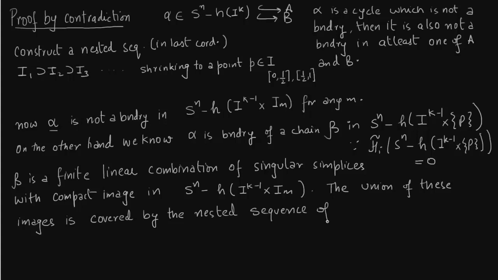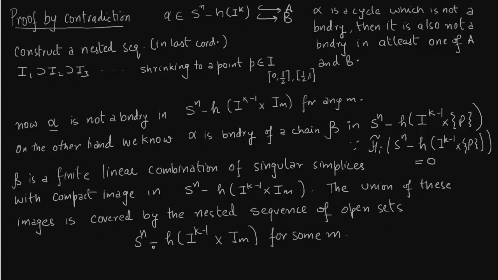So now you get the contradiction. So you said that alpha is a boundary of a chain because we just had proved on the previous slide that the reduced homology is 0. And now this chain beta also exists in Sn minus hik minus 1 times Im. And we had written just above that now alpha is not a boundary, and then we have just shown that alpha is a boundary in Sn minus hk minus 1 times Im.